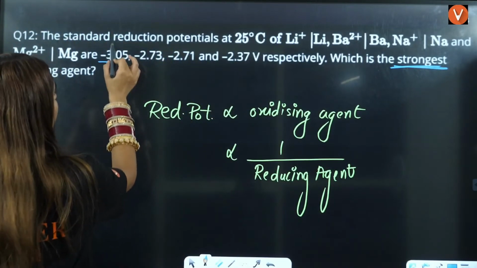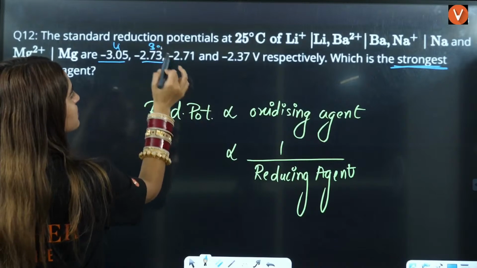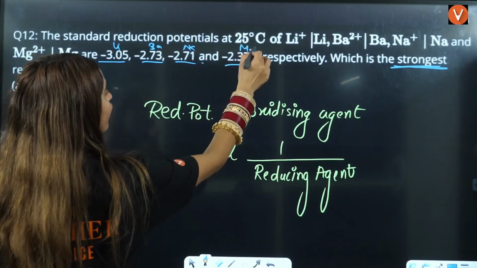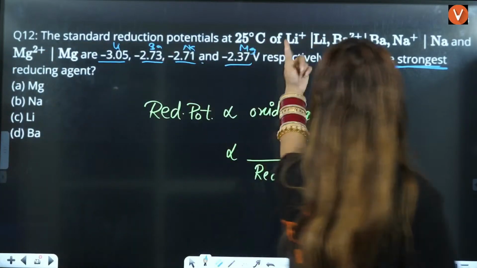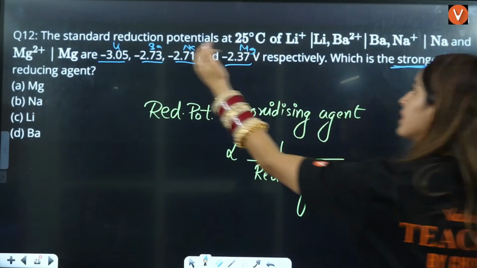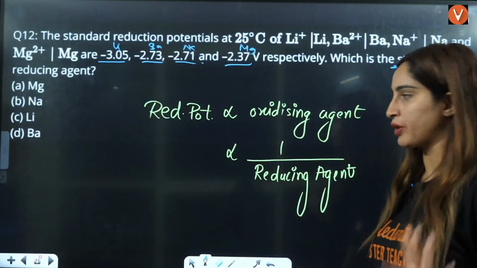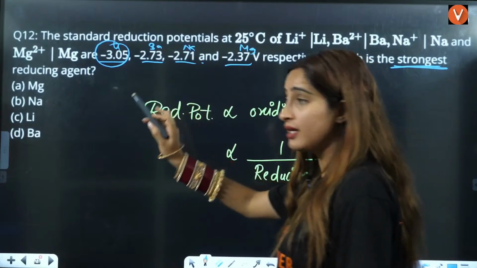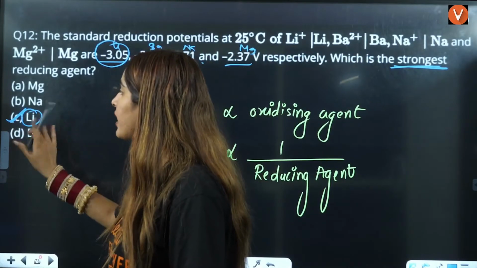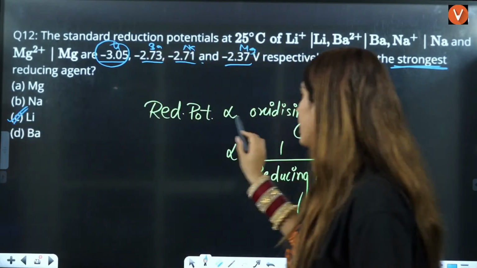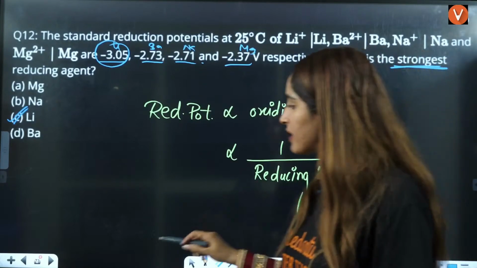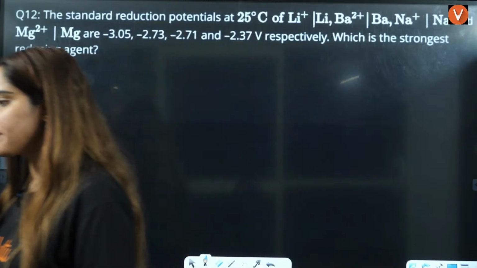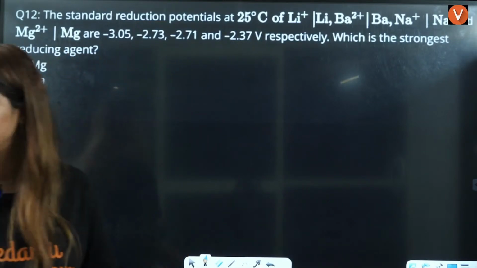So this is for lithium, this is for barium, this is for sodium, this is for Mg. And also see whether all of them are reduction potentials. Oxidation number is decreasing, decreasing, decreasing, decreasing. So all of them are reduction potentials only. So the least value is for lithium, that is minus 3. That means it is the strongest reducing agent. Least reduction potential means strongest reducing agent. So C is the correct answer. Is that clear to everybody or not?